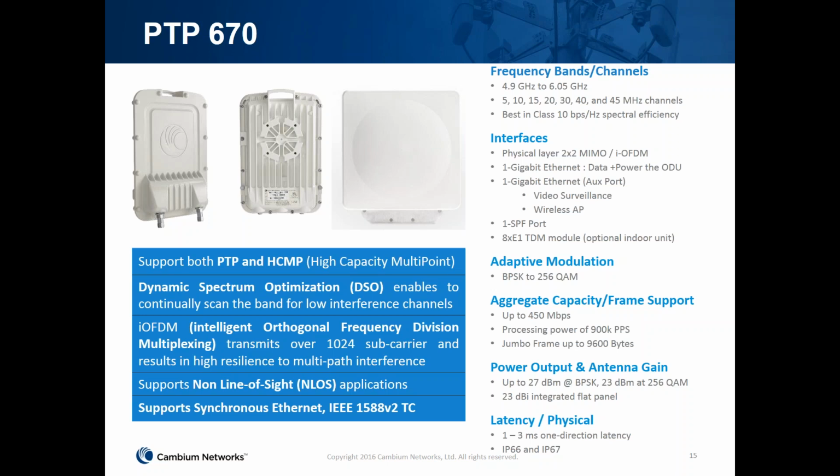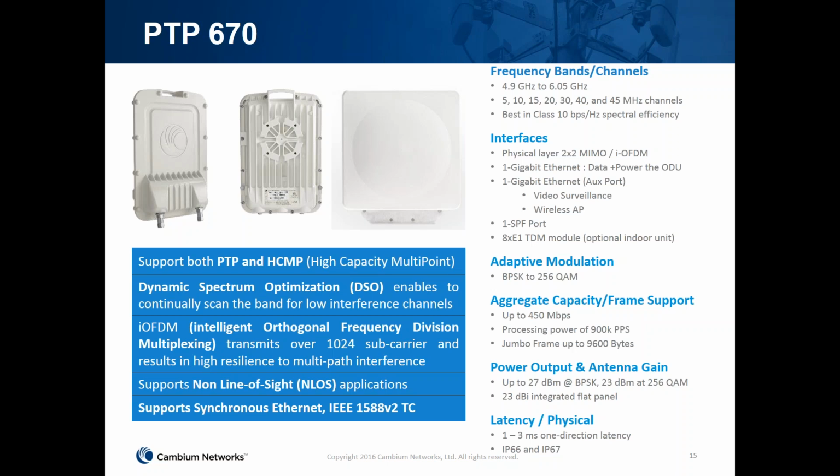We have adaptive modulation from BPSK to 256 QAM. The aggregate throughput of the 670 is 450 Mbps. It has a really strong packet processing capability of more than 900,000 packets per second, and it supports jumbo frames up to a size of 9,600 bytes. The antenna gain on the integrated unit is 23 dBi, and latency is 1 to 3 milliseconds one way, and it has a metal housing of IP66/67 ruggedness.